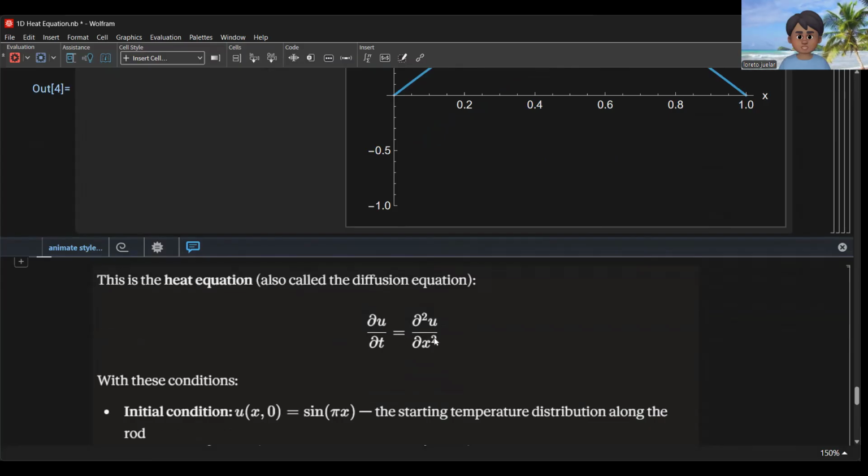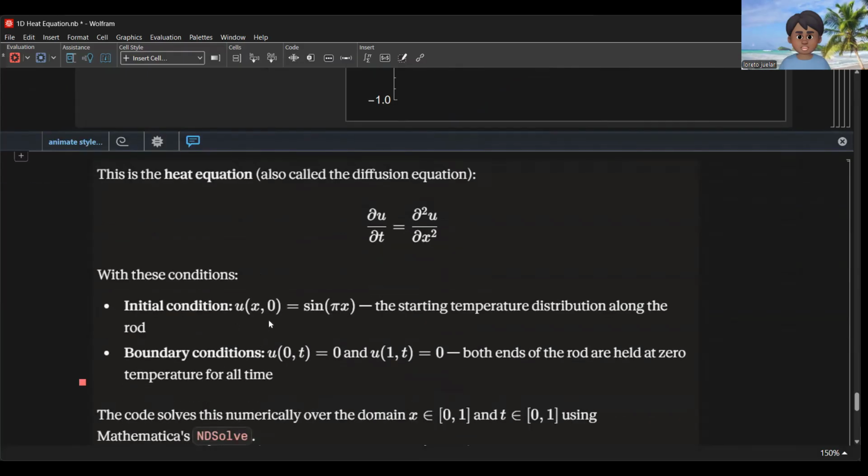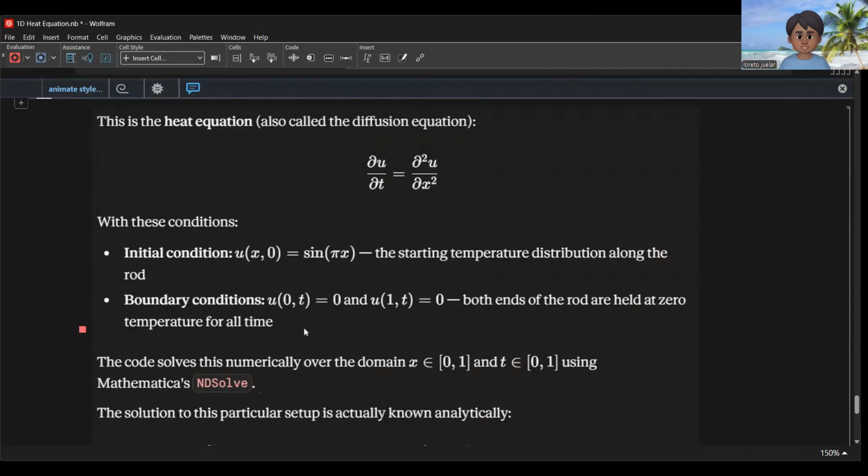The partial derivative of u with respect to time is equal to the second partial derivative of u with respect to x. With these conditions, the initial condition is u as a function of x, at time equal to 0. So this is a function of x only, and it is equal to sine pi x. This is the starting temperature distribution along the rod.